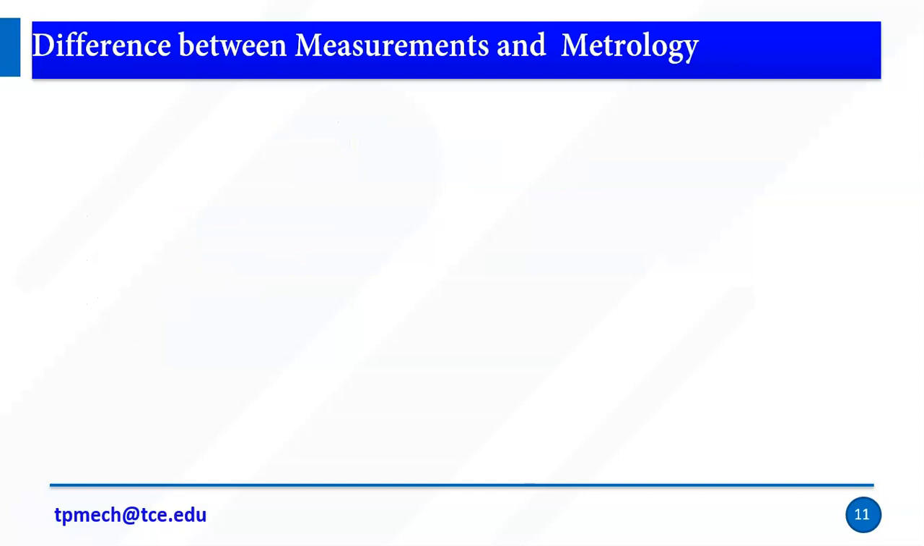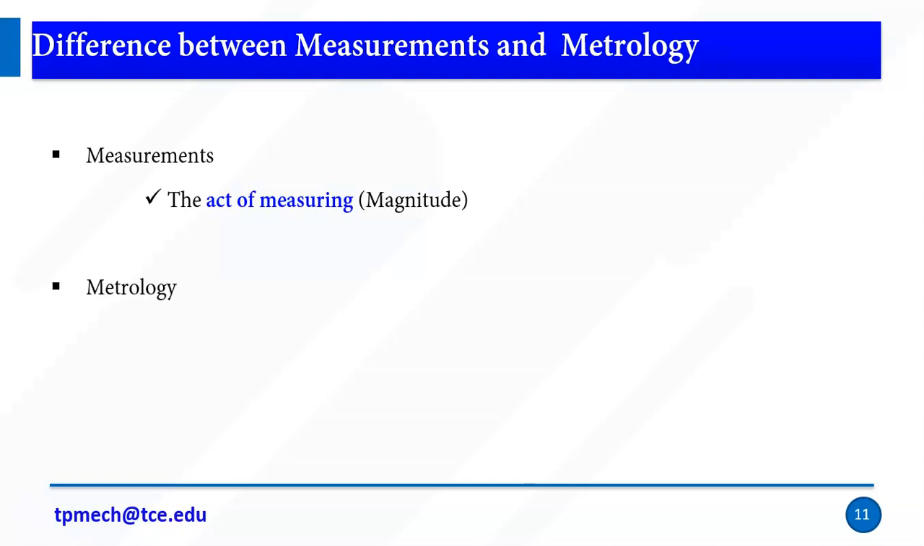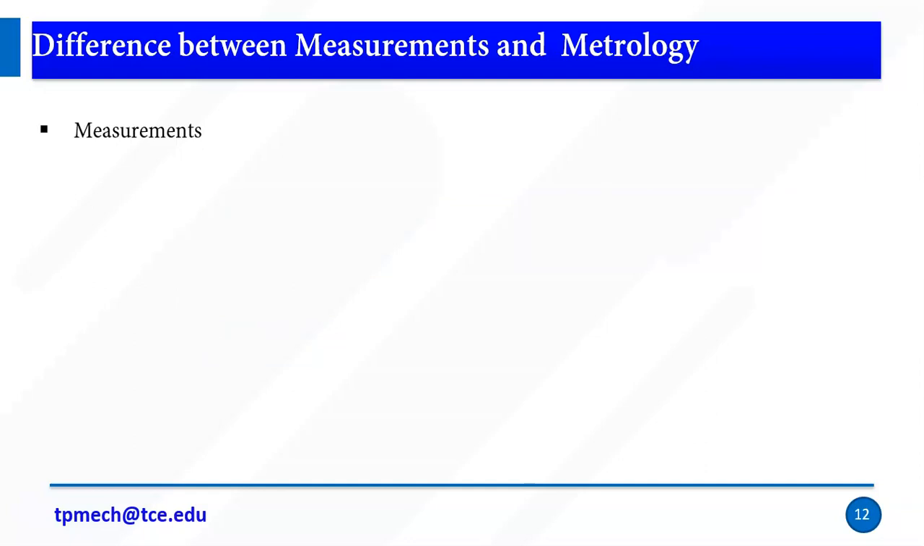So what's the difference between measurement and metrology? Measurement is the act of measuring. It shows some value, a magnitude. The act of measuring is nothing but our measurement. Metrology is the science of weights and measures, the science of measurements. So measurement is nothing but the act of measuring; it will give some value.